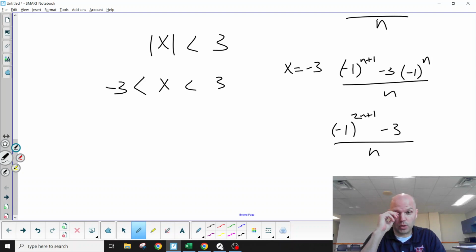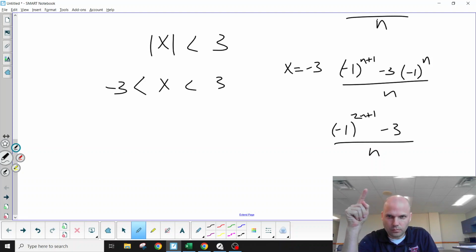Think about what happens if you plug in 1, 2, 3, 4. It's also good that you can check. Think about plugging it in for n. If I plug in 1, I get negative 1 squared, so that's just positive 1. And I get a negative 1 to the first, so I get a negative times a negative. I got 3 over n. If I plug in 2, I get negative 1 cubed, which is negative. That's a negative 1. That's a positive 1. Negative times negative 3 is a positive.